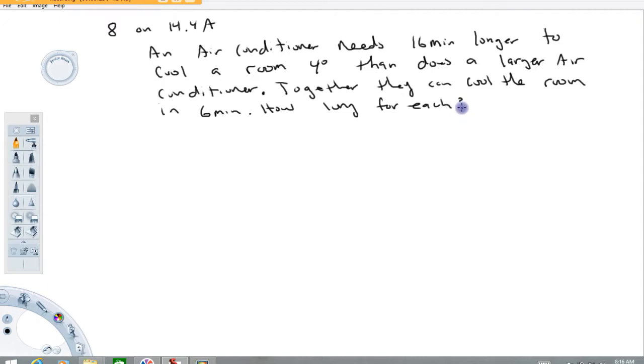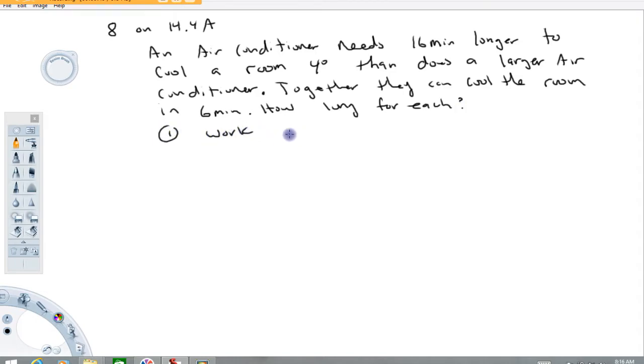So again, just like my previous couple videos, what I want you to do with all these story problems is give me some sort of classification. Is this a distance rate problem, or a work job type of problem, or what I just called other? This one right here is a work problem, right? Because these air conditioners are trying to complete a task, so this is a work problem.